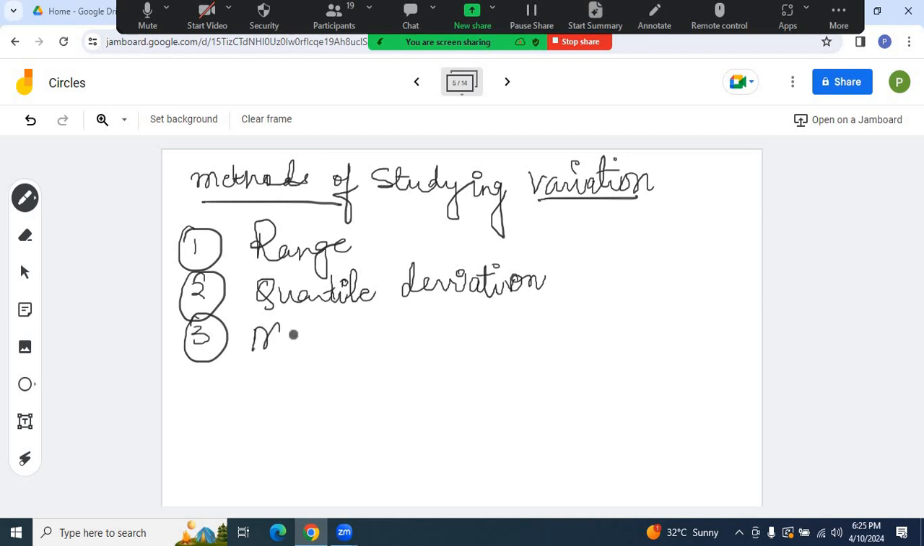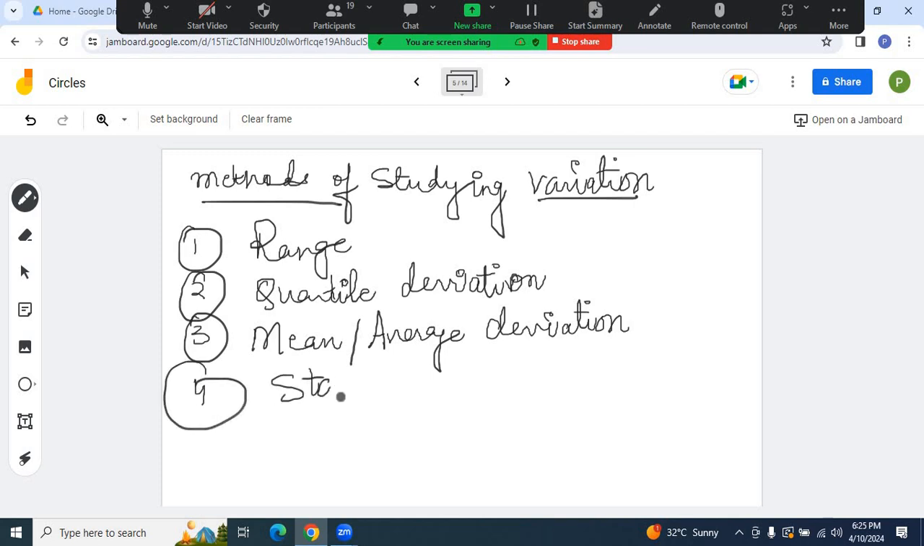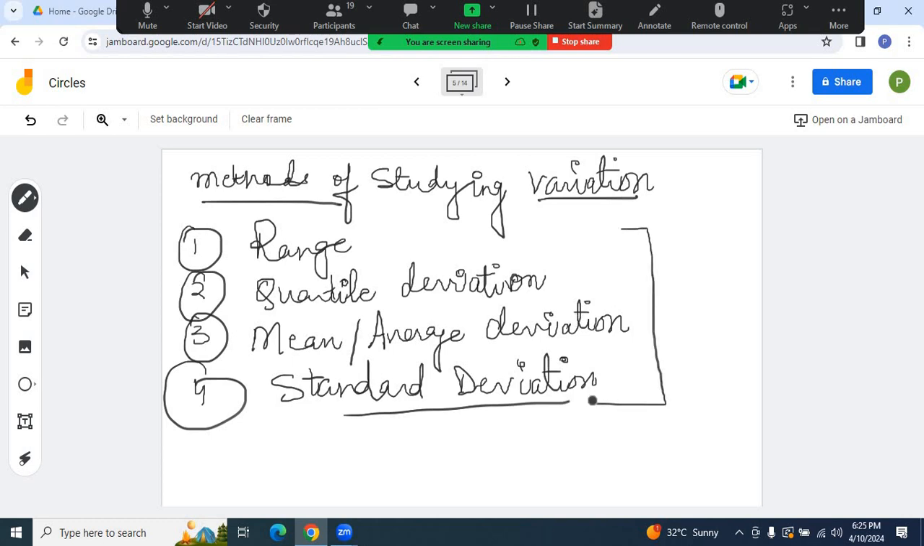Then we have mean deviation. Mean, or we use the word average, the meaning is the same. Mean deviation. Then we'll discuss standard deviation. This is the most important. These are the 4 topics which we'll be studying. Let's see how much we can cover today because class started late. I'll try to cover the first 3, but if the third one is not complete, then we'll continue tomorrow.